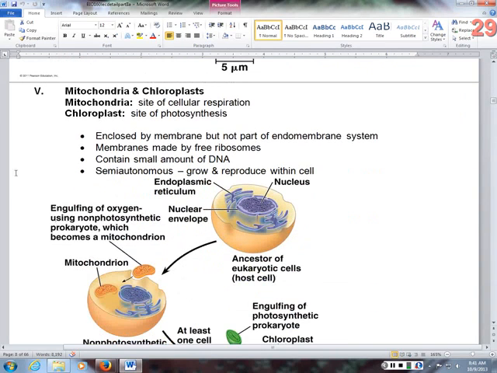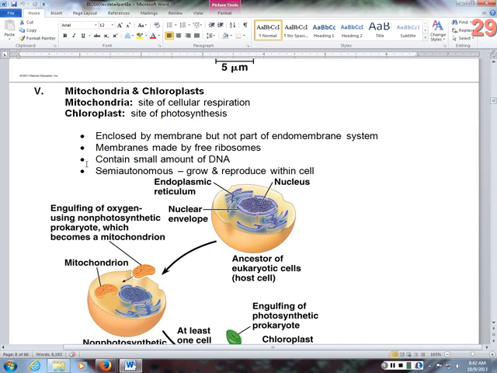So then we get to the mitochondria and chloroplasts. This is where cells are going to make energy. That's why these are my favorite organelles, because more energy comes from them. Mitochondria is where you're going to do cellular respiration. That's what animal cells are going to do. The chloroplasts are where you do photosynthesis, and that will be in some algae and plant cells.